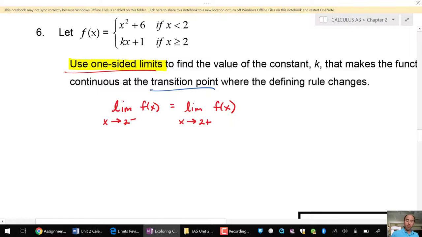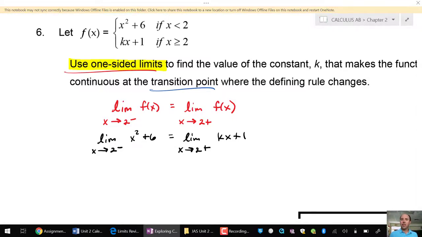Let's now get more specific. As I approach 2 from the left, I'm on the x squared plus 6 piece. So let's examine the limit as x approaches 2 from the left of x squared plus 6. And we'll equate that to the limit as x approaches 2 from the right of kx plus 1, where k is some unknown constant. By the way, we're setting these two equal to one another because in order to have continuity, the left and the right-handed limits must be equal. That's where we get the equation from.